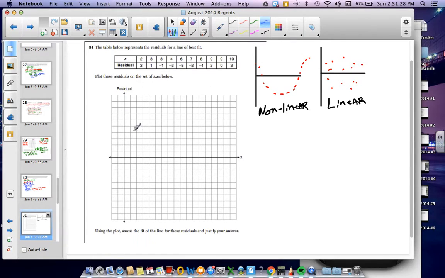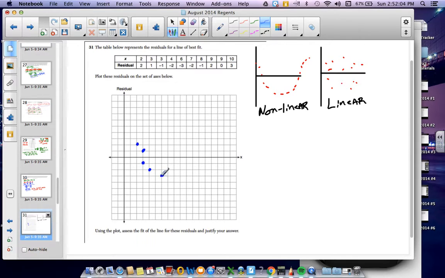So I'm going to be plotting. You could write one box equals 1 unit, or you could label your lines 1, 2, 3, 4, and label your residuals. I'm going to be plotting each set of points kind of like a column. So I'm going to plot 2, 2, 3, 1, 3, negative 1, 4, negative 2, 6, 5, 6, negative 3.